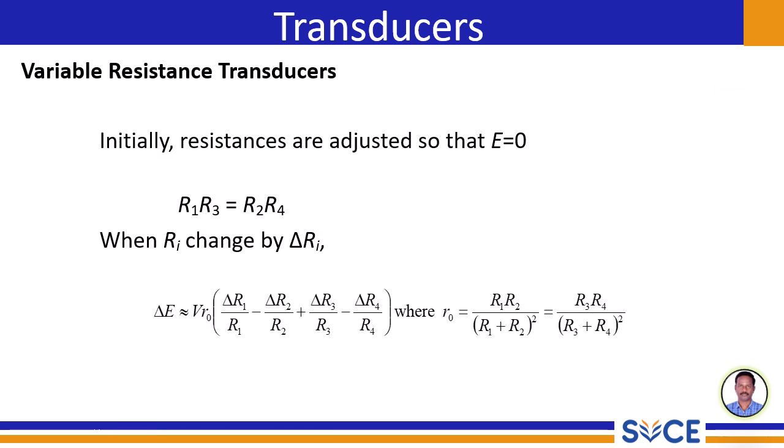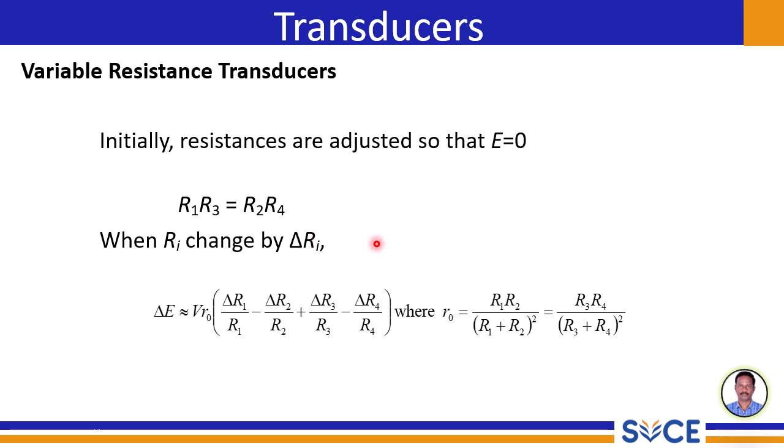Let us continue the discussion on the Wheatstone bridge for measuring changes in resistance. Let me recall, initially the resistances in the Wheatstone bridge are adjusted so that the output voltage E is equal to 0. It is the initial condition. The condition for that balanced state is given by R1 R3 equal to R2 R4. When this condition is met, the potentials at points B and D in the previous circuit diagram are equal and therefore there is no voltage difference across these points. That is, E equal to 0.